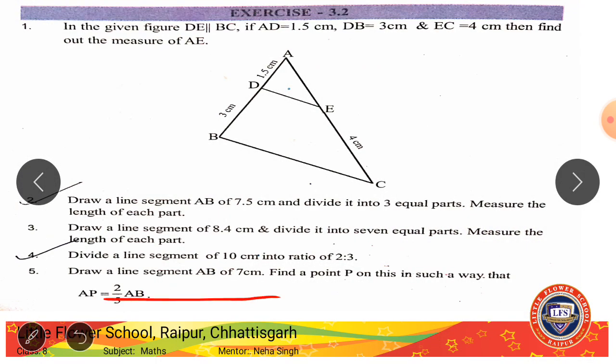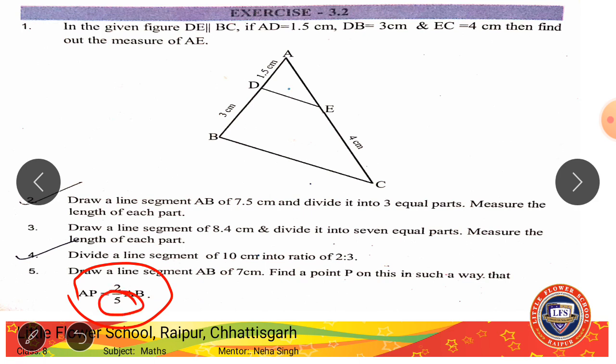Draw line segment AB of 7.5 centimeter. Find a point P on this in such a way that AP equals 2/5 of AB. Now, in the earlier question a ratio was given, so we had to find the total parts by adding the ratio. In this question, a fraction is given.